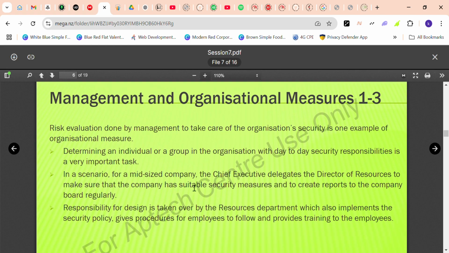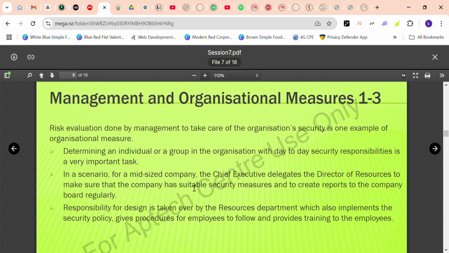Management and organization measure. We're going to talk about management and organization measure. Risk evaluation done by management to take care of the organization's security is one example of an organization work measure. When an organization is taking care of its security, they make sure that all the systems, information systems, data, and every resource they are using to carry out their operation are secured. They take responsibility for securing them. This is what we call management. This is what we call organization measure.